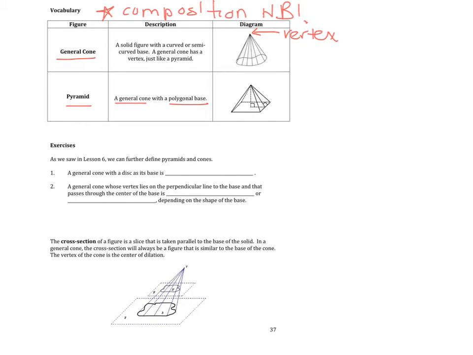As we saw in Lesson 6, we can further define pyramids and cones. A general cone with a disk as its base is a circular cone. And a general cone whose vertex lies on the perpendicular line to the base and that passes through the center of the base is right, or a right general cone, depending on the shape of the base.